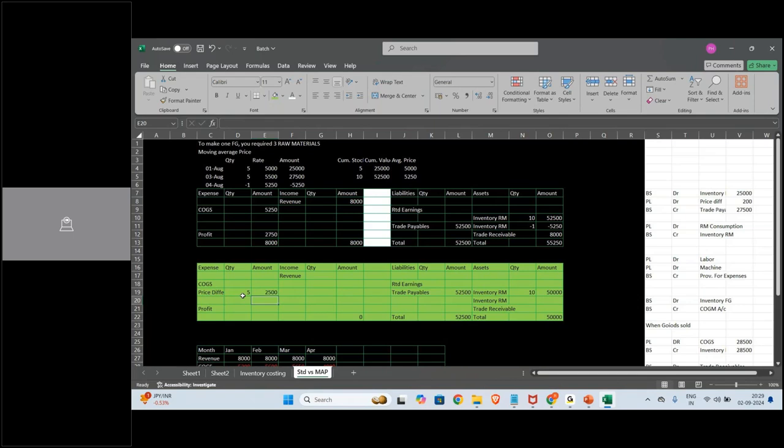Now I am selling how many units? 1 unit. So when I sell that 1 unit, inventory will reduce by 1 unit, and each unit's standard price is 5,000, so minus 5,000 here. COGS is 5,000, right? Revenue: I am selling for how much? 8,000. And trade receivables is 8,000, right? So what is the profit now?